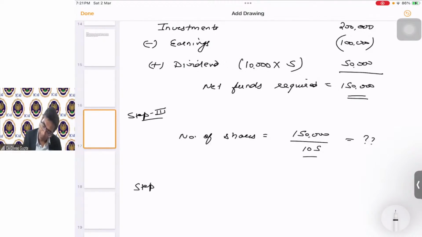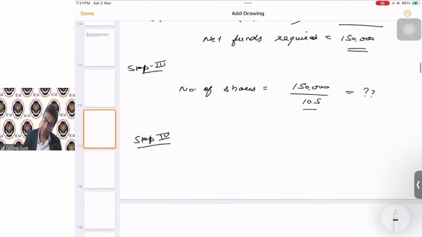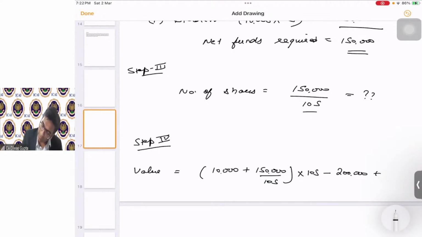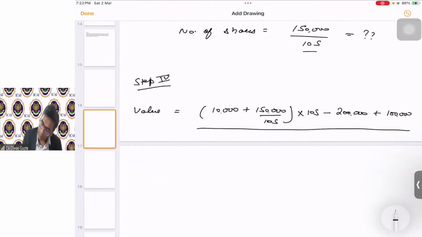Step number 4 will be the value of the firm, which is 10,000 plus 1,50,000 divided by 105, multiplied by 105, minus 2 lakh plus 1 lakh. This whole divided by 1 plus 10%.